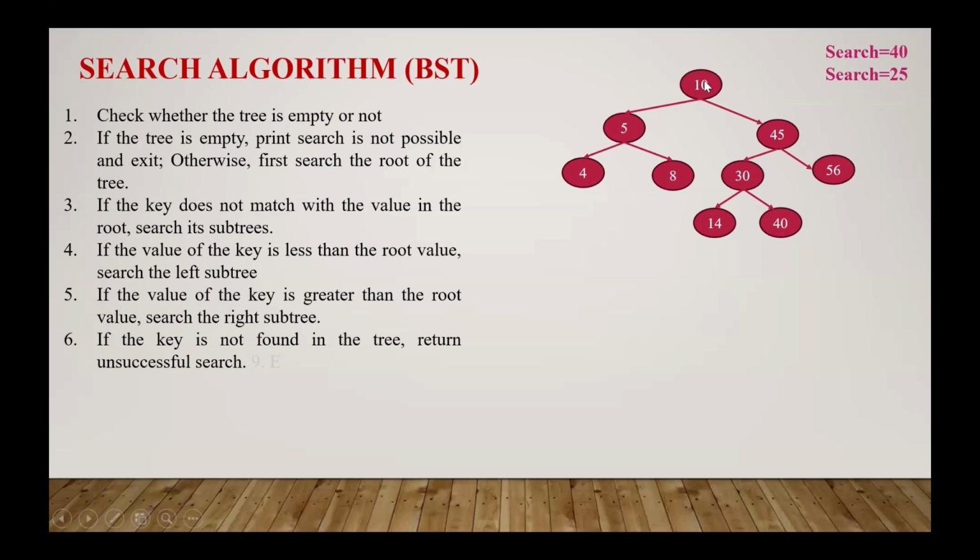Next searching value is 25. 25 is greater than 10, so it will move to the right subtree. Then 45, 25 is less than 45, so it moves to the left subtree. Then 30, 25 is less than 30, so it will search the left side. Now 14 is a leaf node, and 14 is not matched with 25. So we mark that the key is not found, our searching is unsuccessful, meaning the element is not present inside the tree.